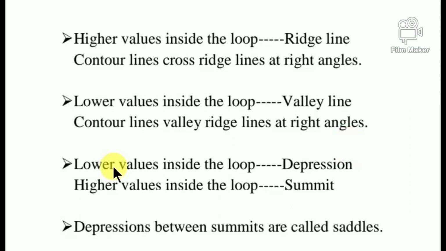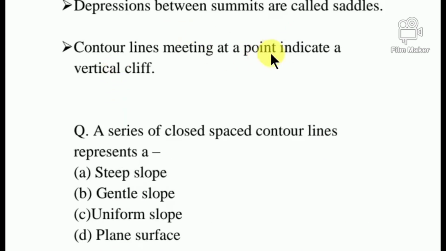Then next, if lower values are inside the loop, it also indicates a depression. Say if lower values are inside the loop, it will indicate a valley line and a depression, and if higher values are inside the loop, it will indicate a summit and a ridge line. Then depressions between summits are called saddles. Contour lines meeting at a point indicate a vertical cliff. If suppose we have several contours and each of the lines meet at a point, that means the end point is same, so it will indicate a vertical cliff. So this is also very important.